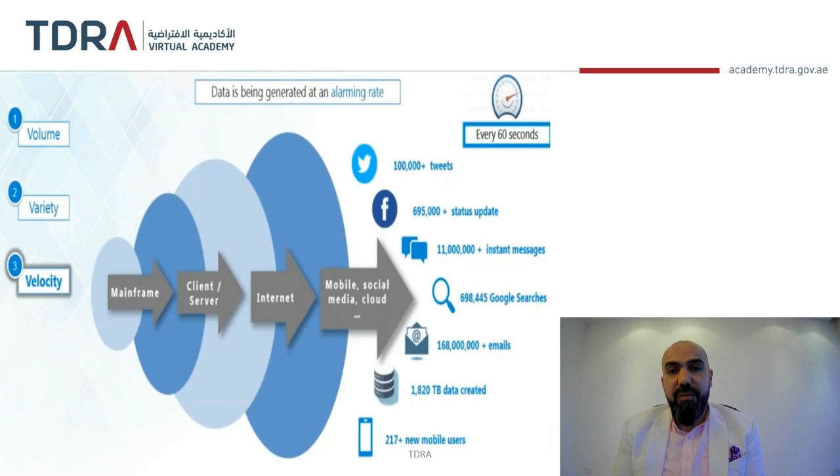We'll come to the velocity, the speed of the data. Before, we had the mainframe. After that, we went to client and server computers. After that, we went toward the internet, and media and social media came. So imagine 100,000 tweets per second happening on Twitter.